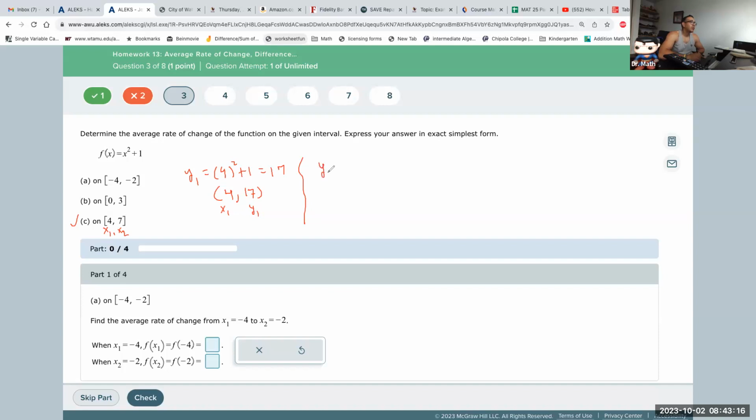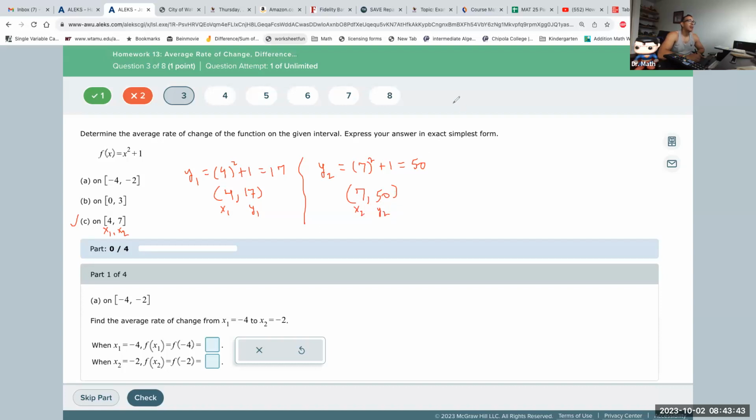Now for my y2, the notes, when I hit the explanation button, are going to do it a little different than myself, but that's okay. The idea is exactly the same. So we're going to have 7 squared plus 1. So 49 plus 1 will give us 50. So when I plugged in 7 for my x, I got 50 for my y. So this is my x2 and this is my y2.